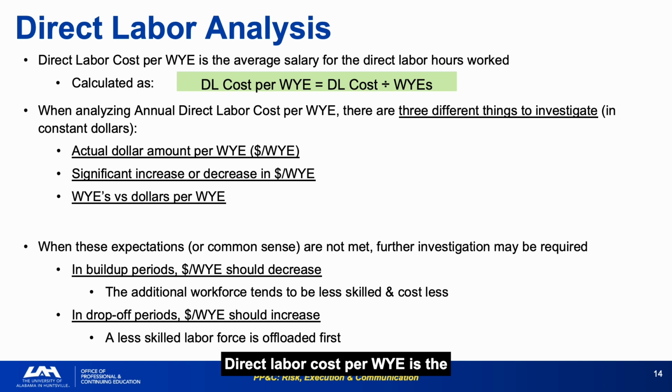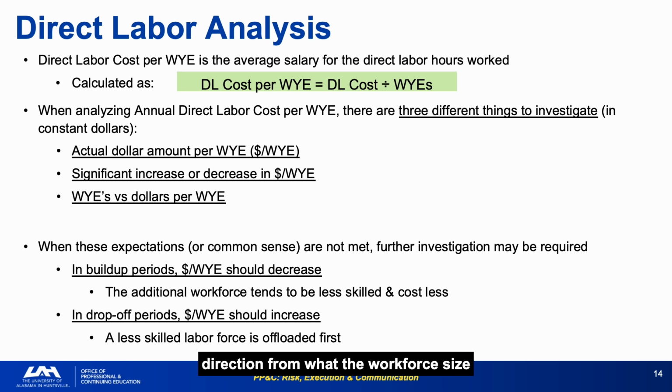Direct labor cost per WY is the rate at which workforce dollars are consumed. It should decrease during build-up periods as less senior workers join the team and increase during drop-off periods as junior workers leave first. The expectation that $/WY decreases during build-up is counterintuitive to some analysts. The key is that additional workforce in a ramp-up phase is usually less experienced and therefore less expensive per WY.